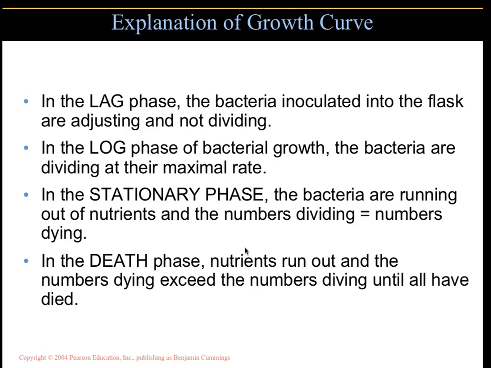Okay, so this is an explanation of the growth curve. This is showing you the lag phase, the bacteria that were inoculated into the flask that are adjusting; the log phase, where the bacteria are dividing at their max; the stationary phase, they're running out of food, so the number dividing equals the number dying; and then, of course, they eventually run out of food in the death phase. So the number that are dying exceeds the number that are dividing.